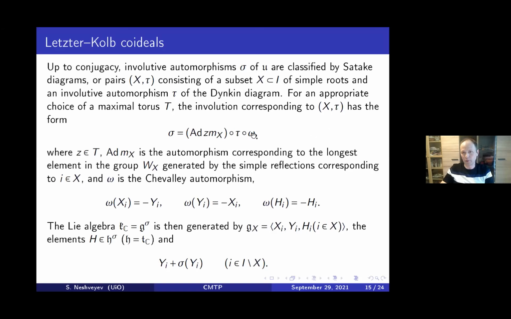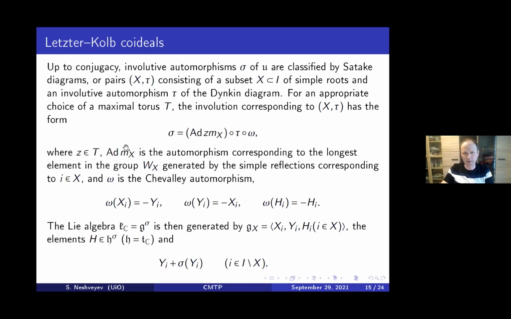So where omega is this particular automorphism, the Chevalley automorphism, and tau is just the automorphism coming from the automorphism of the Dynkin diagram, so just permuting the generators. And then you have conjugation by a certain element, where Z is just an element of the torus, essentially uniquely determined just to make this an involution. Not every element will give you an involution.